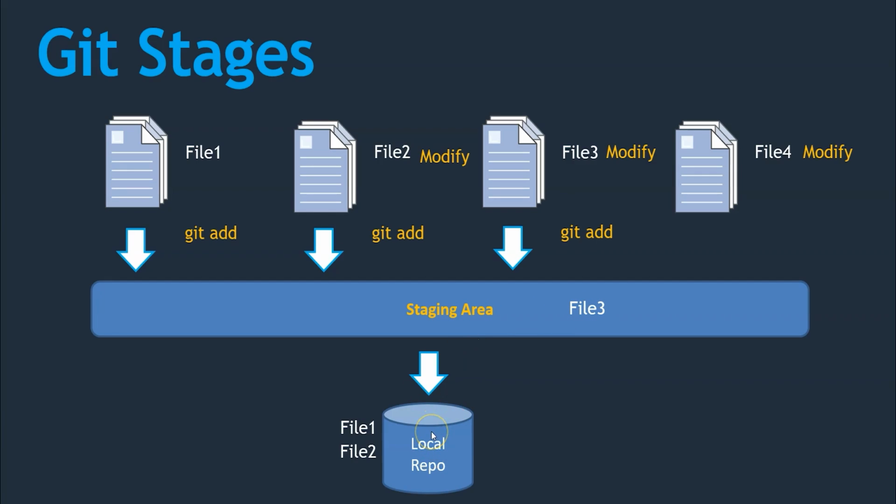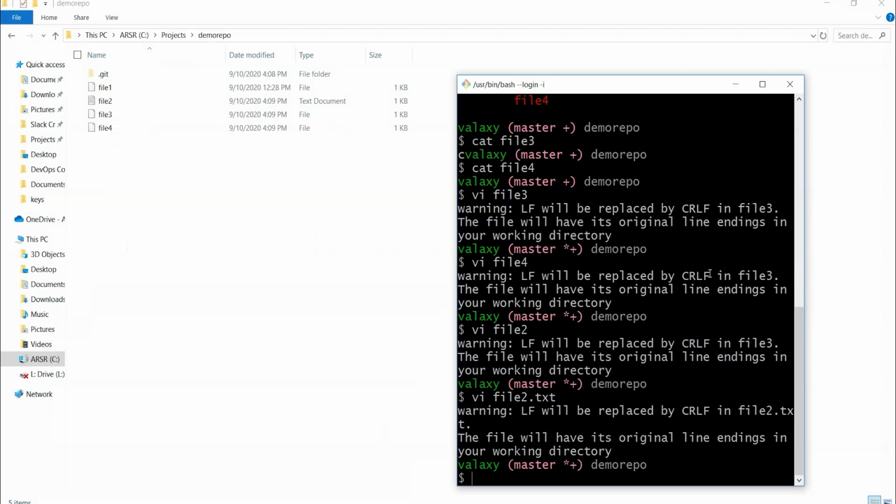To add to the local repository, we should use git commit, right? But on file3 we haven't used it. And file4 is in the working directory only, it is not yet in the staging area. Now let's go back and check git status.